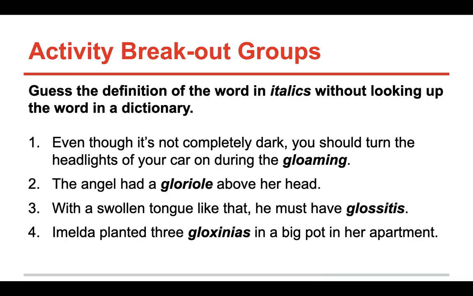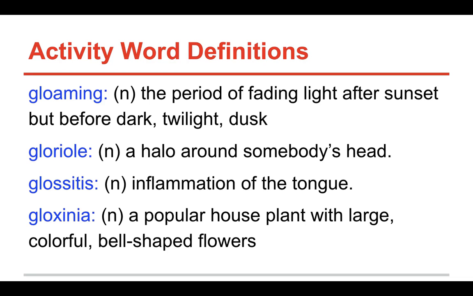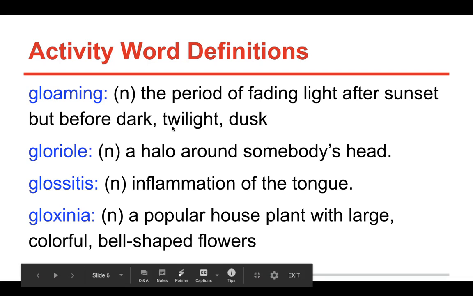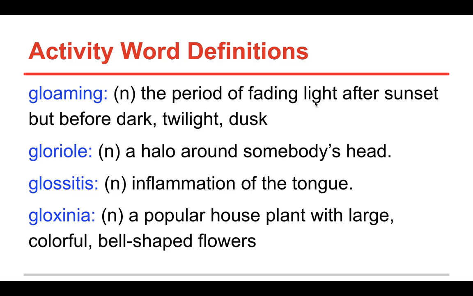So these are just examples of how you could go about figuring out the meaning of the word using the context. Now these were hard, difficult words that you would not use in everyday English. But I gave them as examples because I wanted to use words that you would likely be unfamiliar with. If we look at the definitions, without having to go to a dictionary, we can see gloaming: the period of fading light after sunset but before dark. It's the time of twilight or dusk.